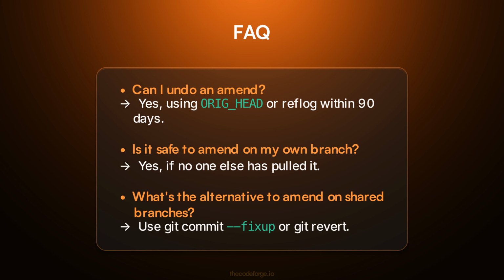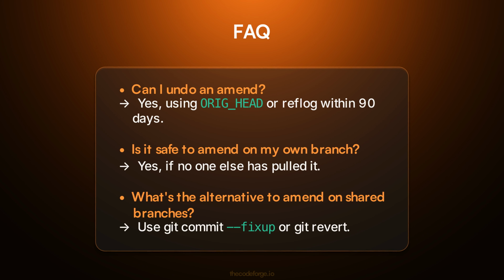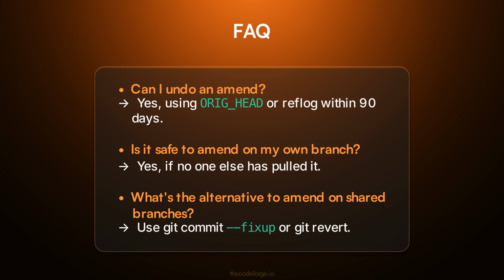And a few frequently asked questions. Can I undo an amend? Yes, using ORIG_HEAD or reflog within 90 days. Is it safe to amend on my own branch? Yes, if no one else has pulled it. What's the alternative to amend on shared branches? Use git commit --fixup or git revert.